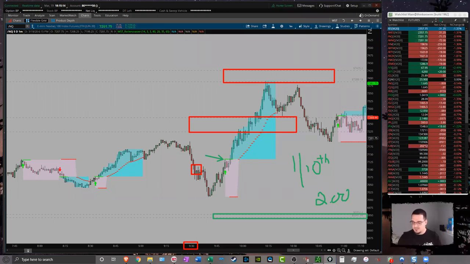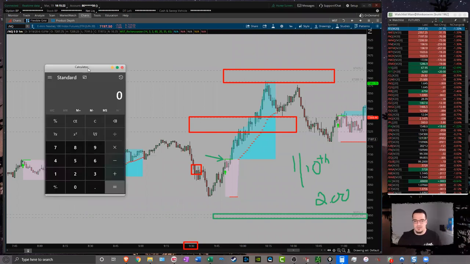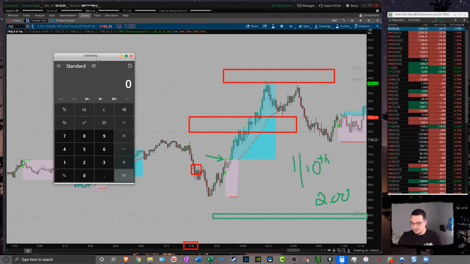So 130 points, we just whip out the calculator here. There we go. Took a little longer than I expected to load. So we have $2, multiply that by, how much was it? 130 points. Total risk on this trade is now $260 on just one contract in the micro versus $2,600, right? Times 10, $2,600 if you were trading one contract of the E-mini.